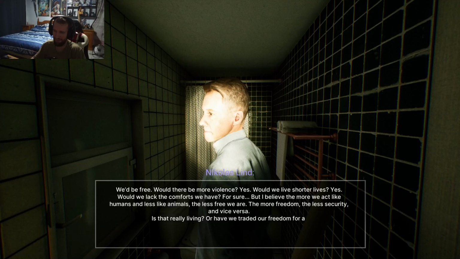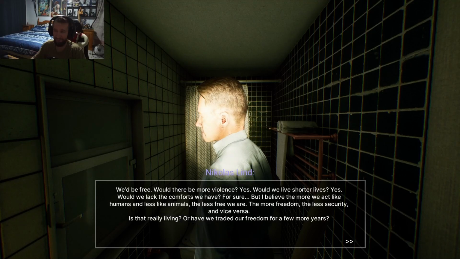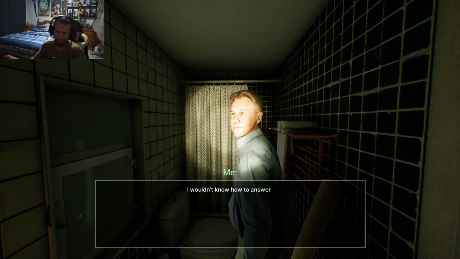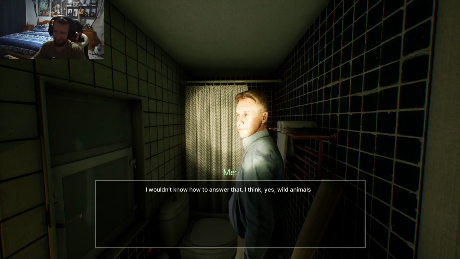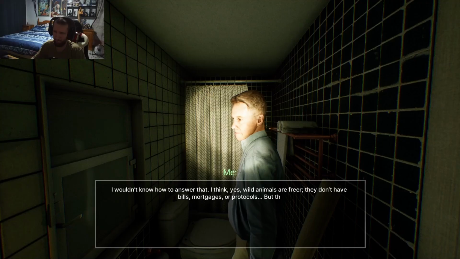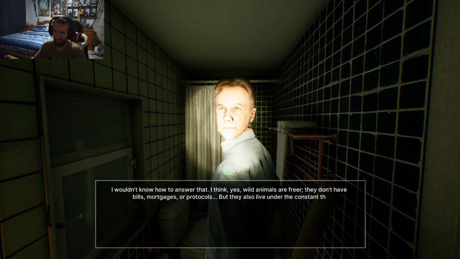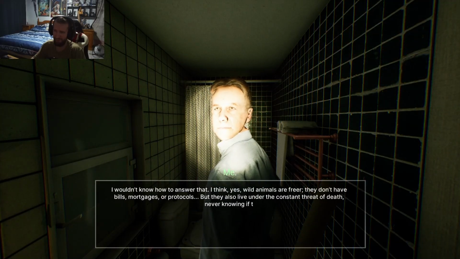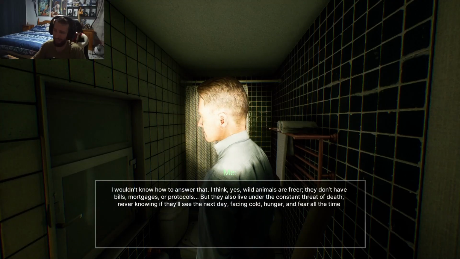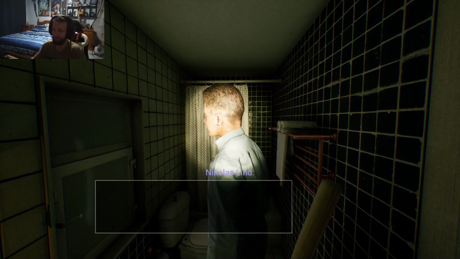Is that the reality of living? Or have we traded our freedom for a few more years? I wouldn't know how to answer that. I think yes, wild animals are freer. They don't have bills, mortgages, or protocol. But they also live under the constant threat of death, never knowing if they will see the next day, facing cold, hunger, and fear all the time.